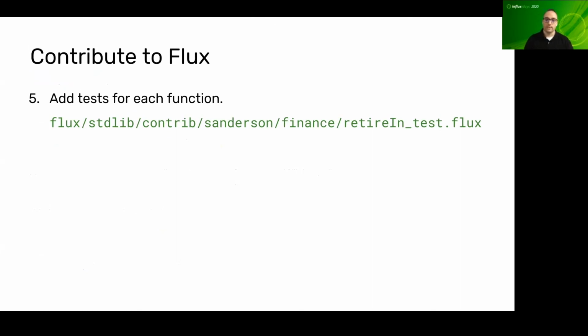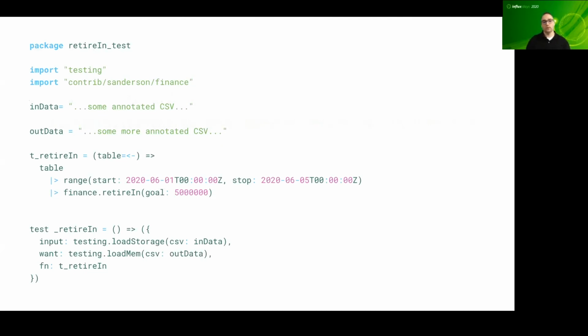So in this case, I want to create a test for my retire in transformation. It would just be retirein_test.flux. And this is what the test file would look like. I define a package name with _test. I import both the testing package and my custom package, which is contrib/sanderson/finance.